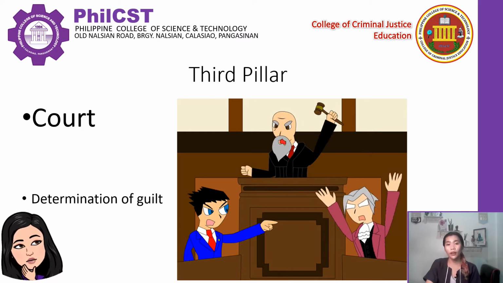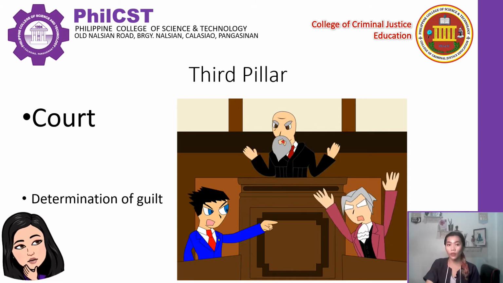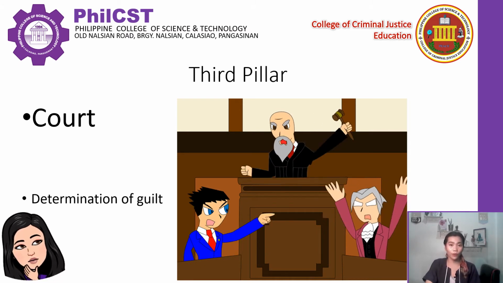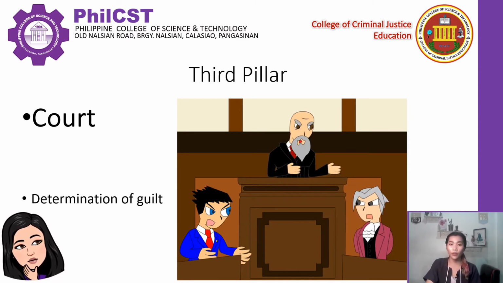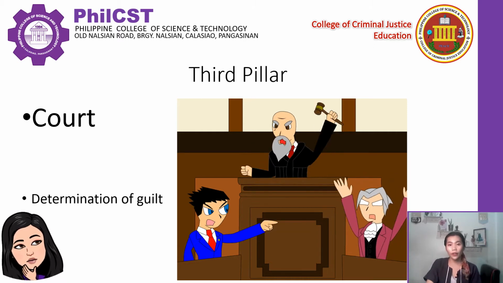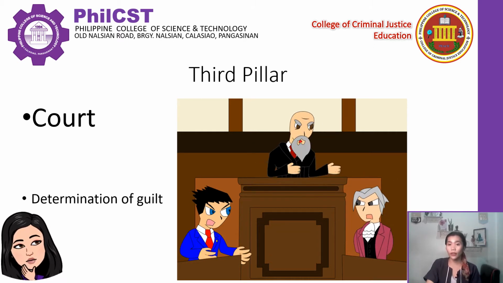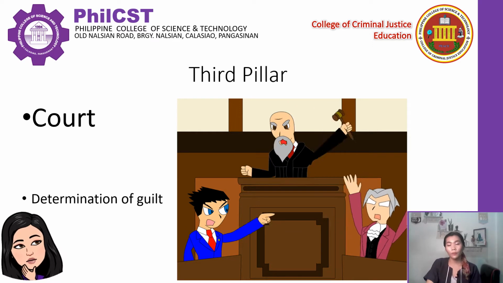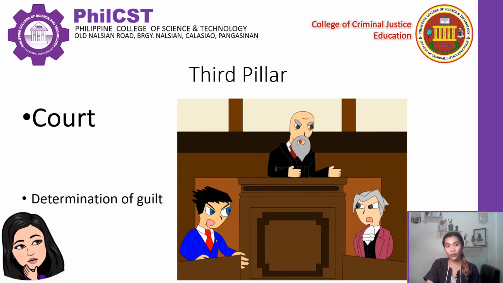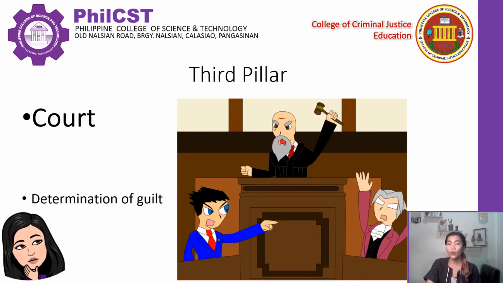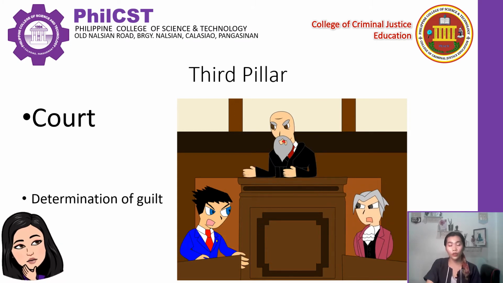But anyways, the third pillar of the CJS is the court pillar, and it is the forum where the prosecution is given the opportunity to prove that there is strong evidence of guilt against the accused. It is also in the court that the accused is given his day to disprove the accusation against him.